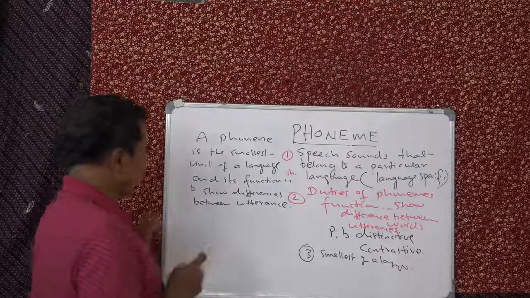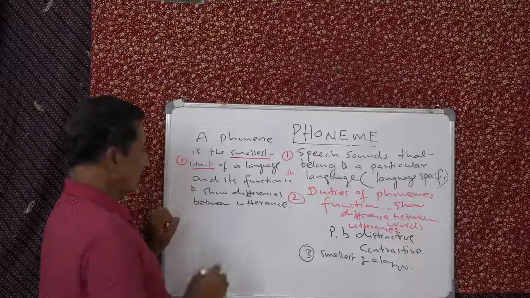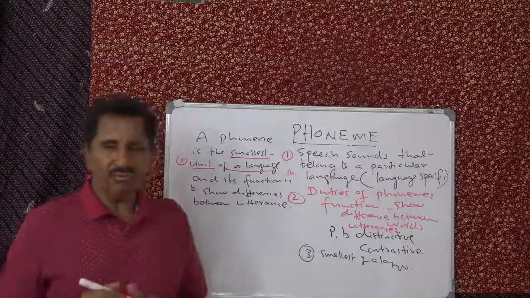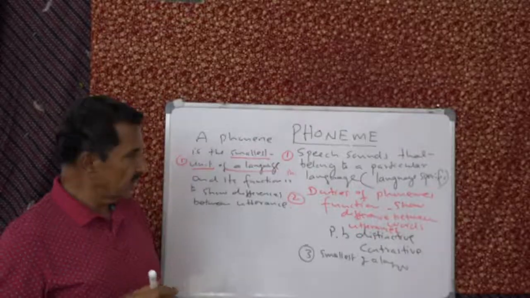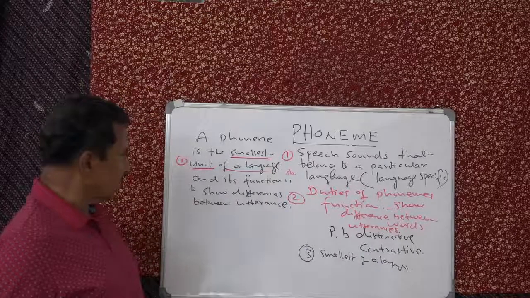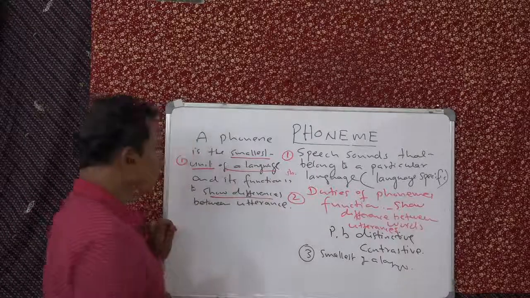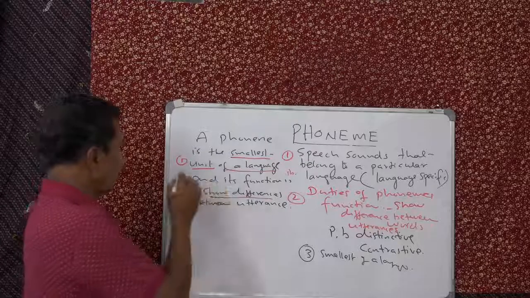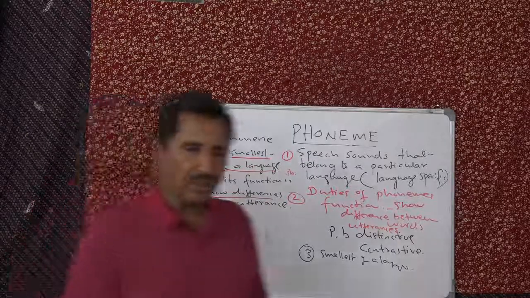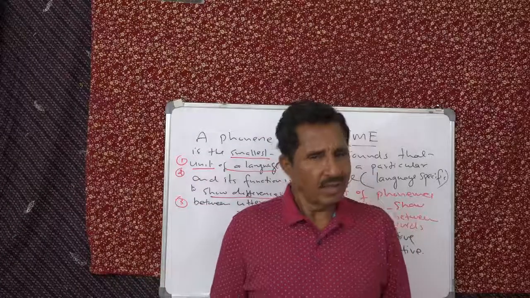Phonemes: first, it is the smallest unit. Second, it belongs to a language, or as we have seen, it is language specific. Somewhere the address is written there: language specific. And third, its function is to show difference. These are the three points. When you put these points together, there is a simple definition of the phoneme.